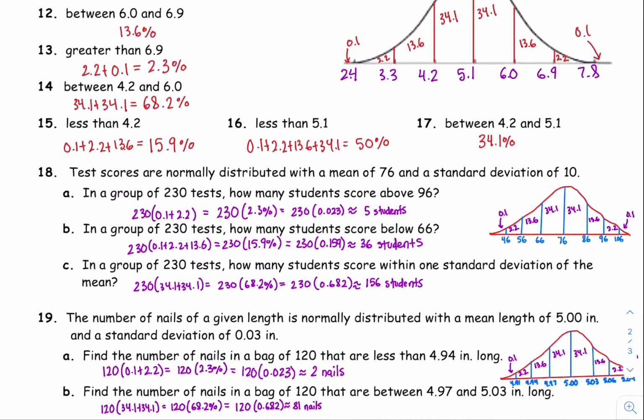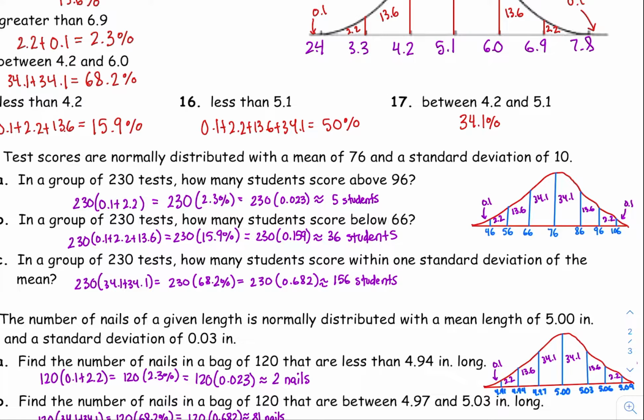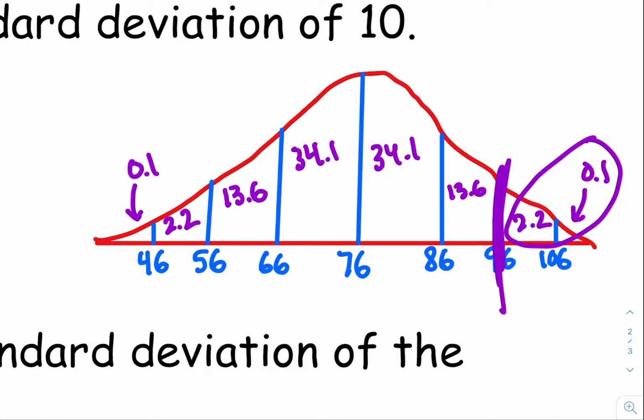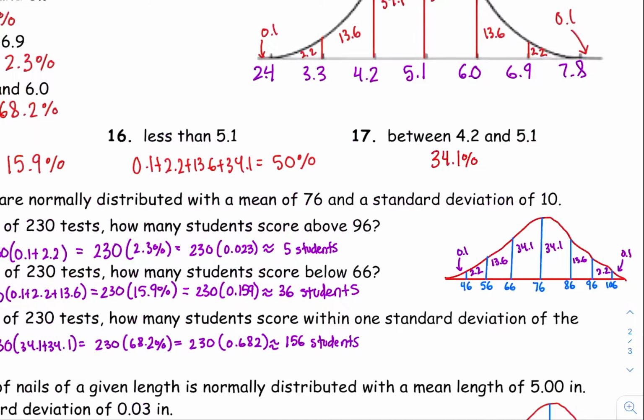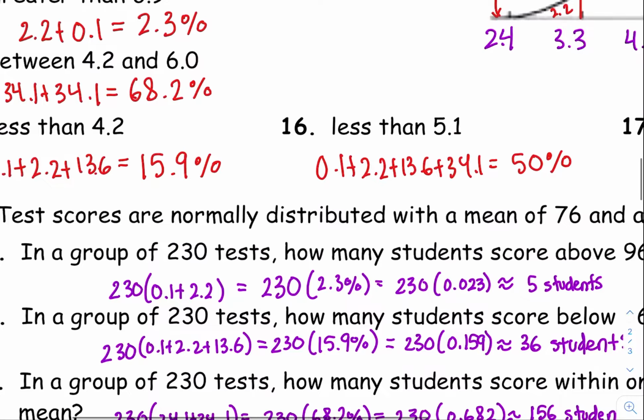So how many students score? Notice it's not asking for a percentage. They're asking for an amount. So that means we have to use whatever percentage we know and multiply it by the total. For us, the total is 230. It says how many students score above 96. If we look here, here's 96. Above there is that percentage, so that's going to be 2.3%. And we're going to multiply the 2.3% by the total.